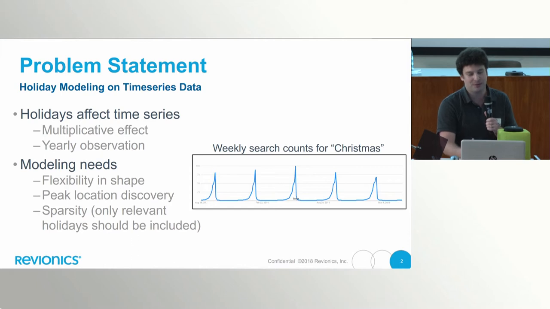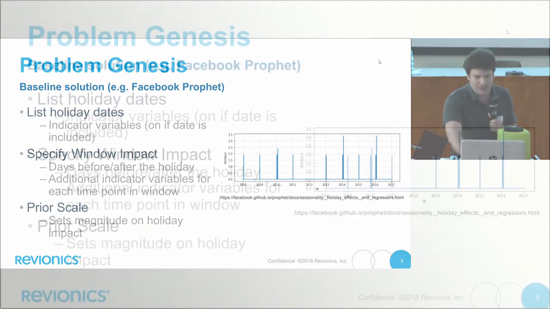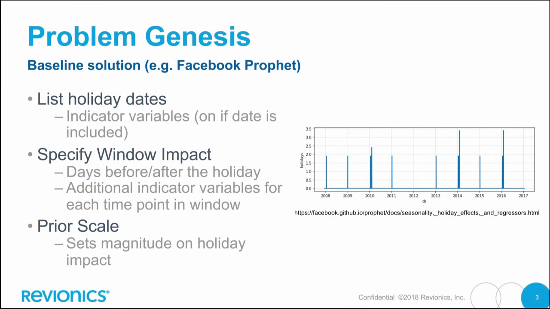But we also want it to be sparse. We don't want it to try to explain too much because we have other variables that we want to be explaining other stuff. So what we used to do is similar to what Facebook Prophet does, also built on Stan: you give it a list of official holiday dates and you manually specify a window. Within this window, every date takes on an indicator variable that is on for any data point that is on that date. And each of these indicator variables then takes a coefficient. And this works okay, but there are some improvements that we'd like to make.